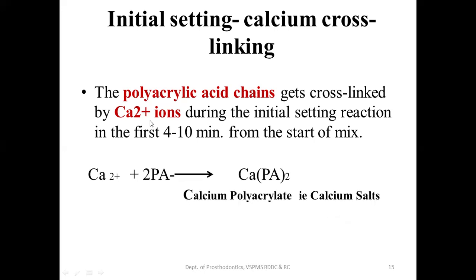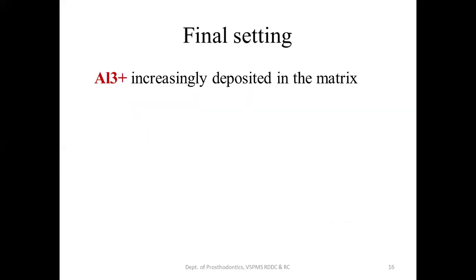That is the reaction that is seen. You can see in here the calcium ions plus the polyacrylic acid. There is a formation of the calcium salt, so it can be leached out from this. This cross-linking can break down if water contamination occurs. So you will have to coat your restoration with the cavity varnish or with the Vaseline. Now the next is the final setting.